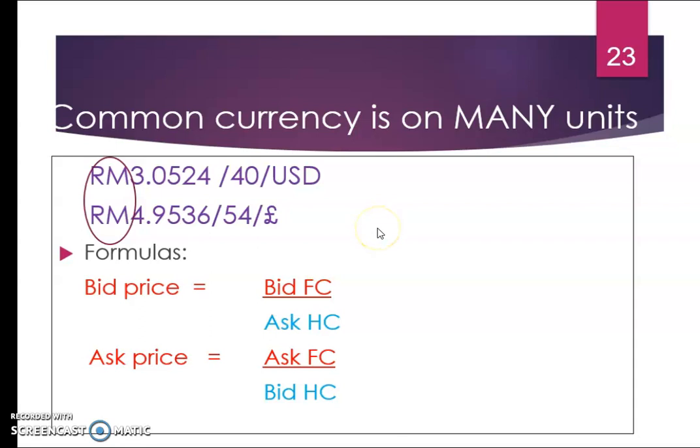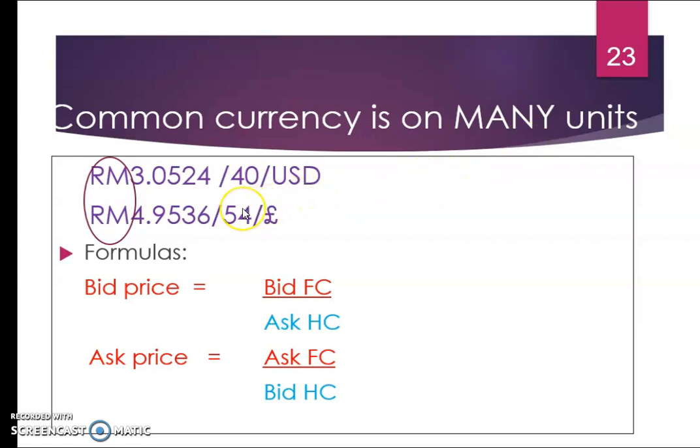Okay, now I go to the second type, which is the many unit side. Like I said earlier, in the one unit side we see the common currency at the back, but for the many unit side, we see the common currency up front. Why is RM a common currency? Because in these two quotations, we see RM: this one is RM/USD, and this one is RM/pound. If you see the common currency at the front of the quotation, you need to use the formula for the many unit side.